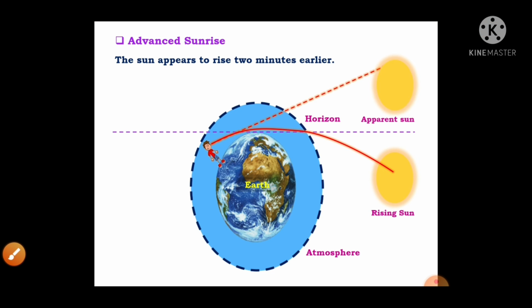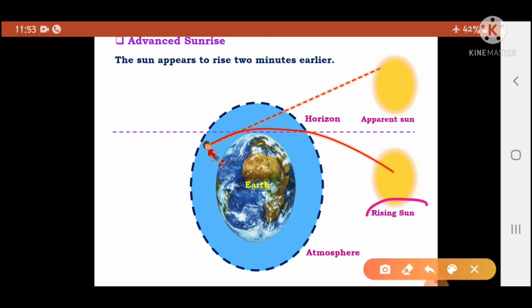You can see this is a position. So this is the actual position of the sun, the rising sun. This is the real position which has come near to the horizon, but this is an apparent position. Apparent मतलब not real. Observer को लग रहा है कि sun यहाँ पर है, ये position पे, but sun is not here. This is an apparent position. Okay, and he will feel that the sun has risen 2 minutes earlier. So this concept is called advanced sunrise.